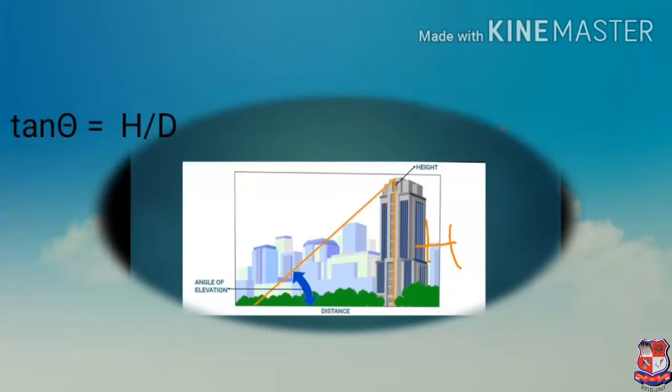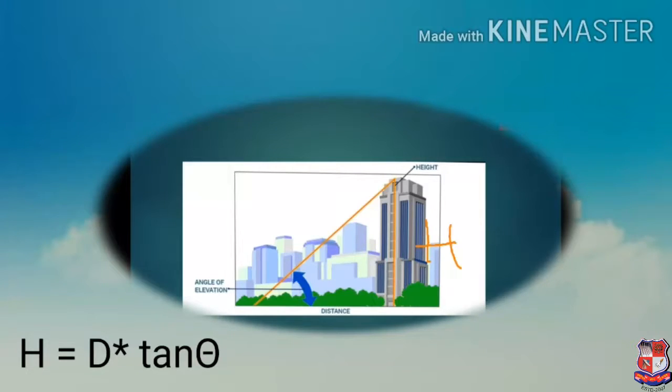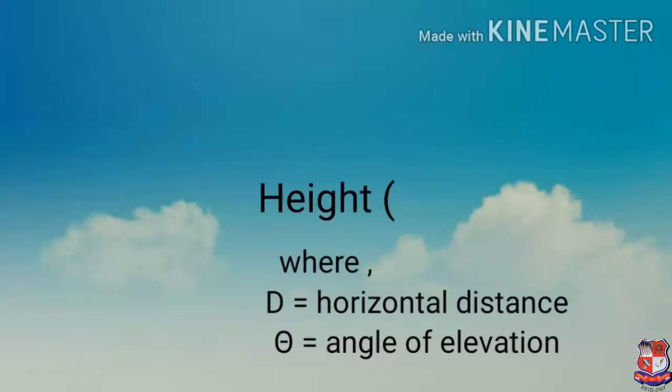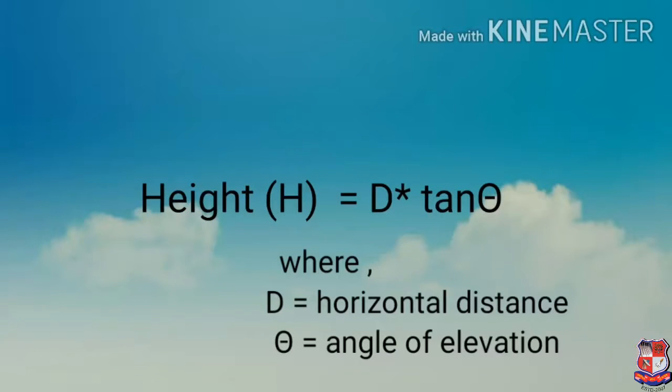So we got the equation tan theta is equal to h by d, but we need the value of height, which is h. Rearranging the equation, we get h is equal to d into tan theta. This equation tells us that if we know the value of horizontal distance d and the angle theta, then we can determine the height h of the building by using h is equal to d into tan theta.